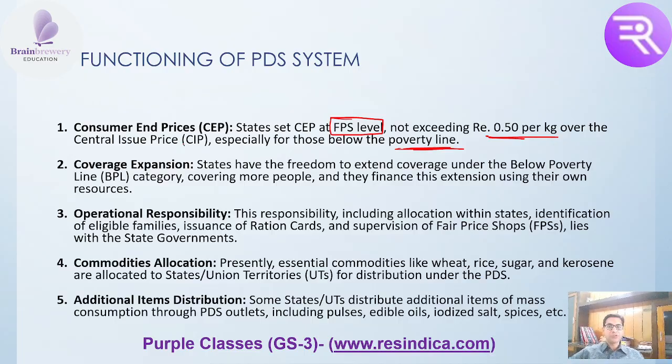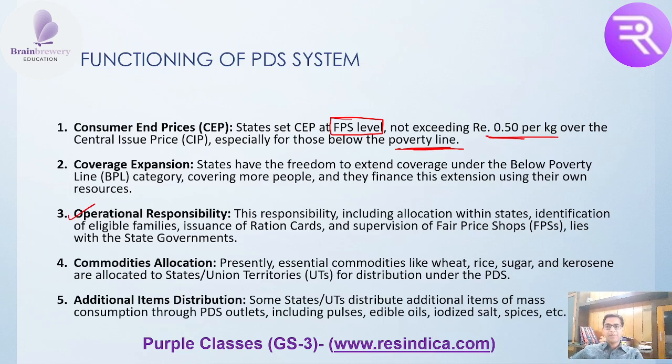Then coverage expansion. The states have the freedom to extend coverage; a state can cover any number of people under the below poverty line category. They can cover more people. They can extend this scheme using their own resources. The central government will provide certain resources, but if the state government wants to extend, it has to utilize its own resources for expansion. Then operational responsibility.